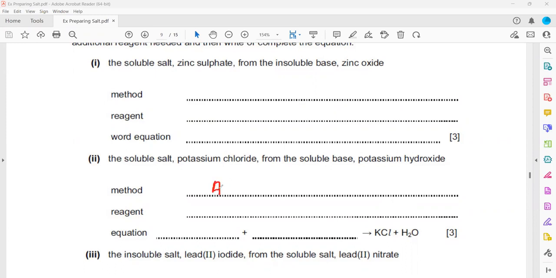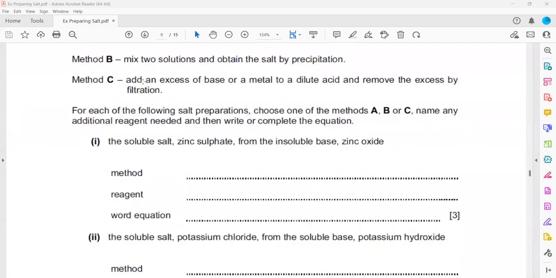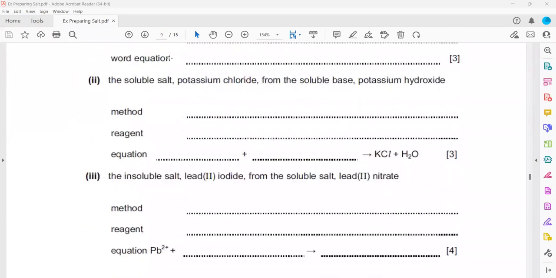With method A, the reagent: we want to prepare potassium chloride. We have potassium hydroxide. Because we want to produce a chloride salt, we should have hydrochloric acid. So the reagent needed is hydrochloric acid. The equation: potassium hydroxide, KOH, plus hydrochloric acid, HCl, gives potassium chloride plus water. And the last one, we want to prepare an insoluble salt. So method B, mixing the two solutions to obtain a precipitate.